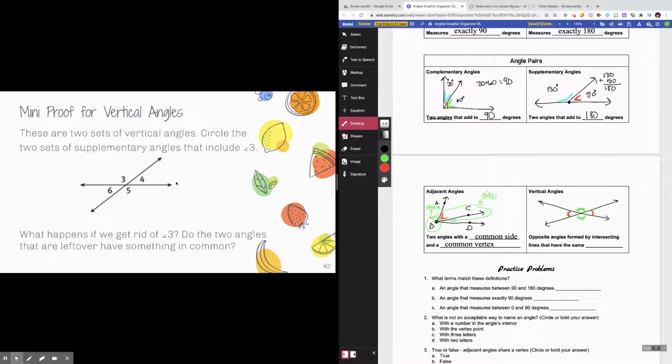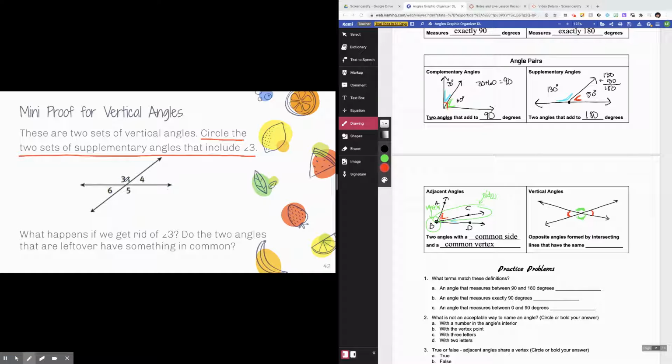I want to bring your attention over to the left-hand side of the screen, because I want to show you why these angles have these certain properties. I have here on the left-hand side of my screen two sets of vertical angles, and I named them with numbers: angle 3, angle 4, angle 5, and angle 6. What I asked you to do was circle the two sets of supplementary angles that include angle 3. So I'm going to go ahead and do that.